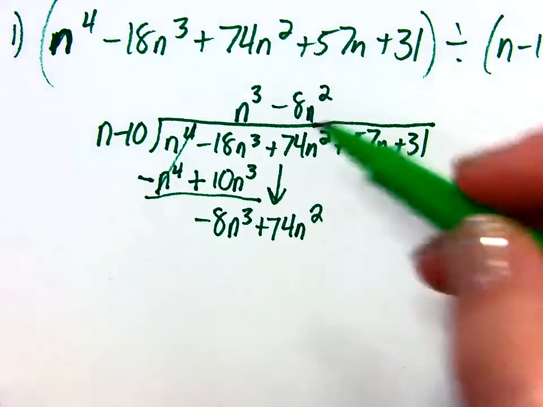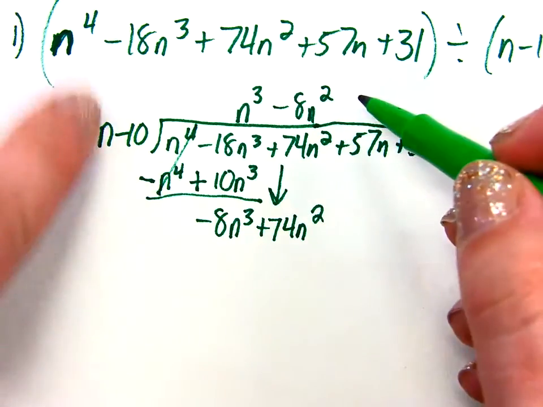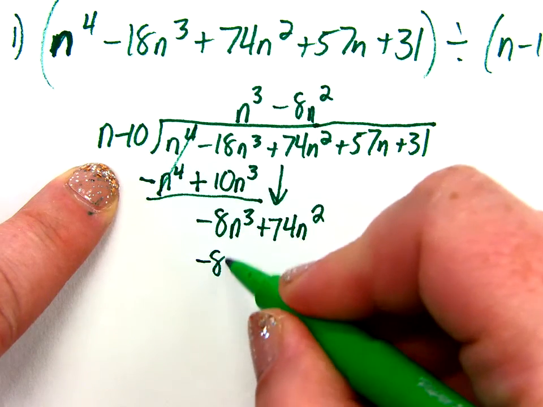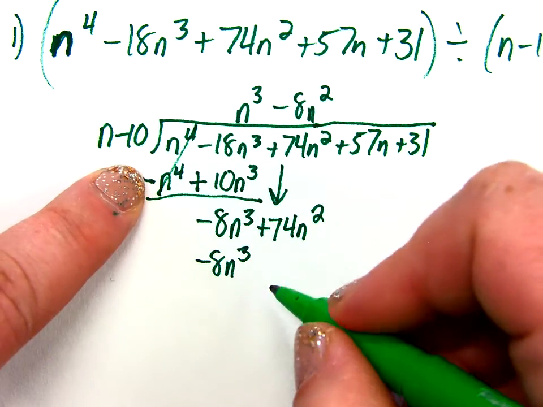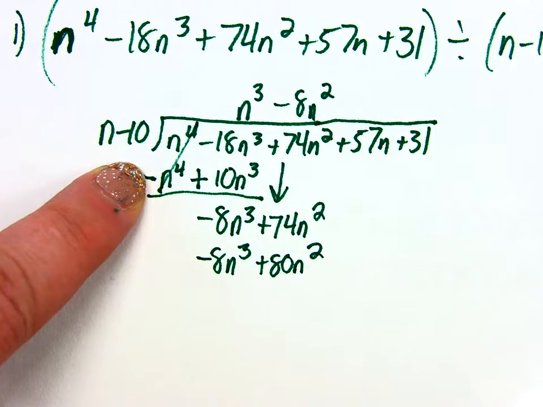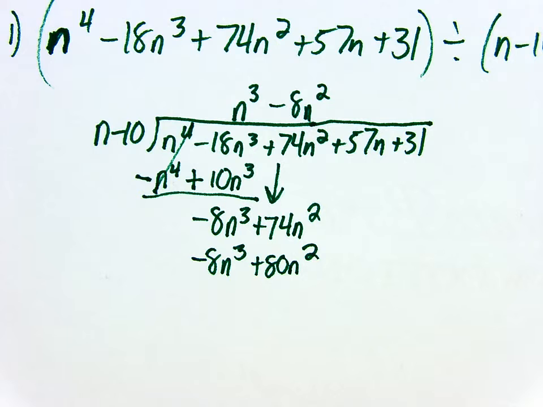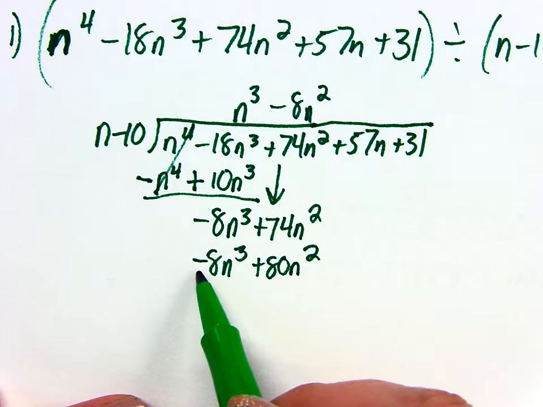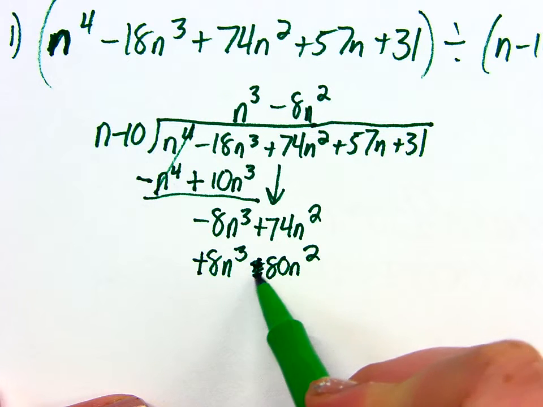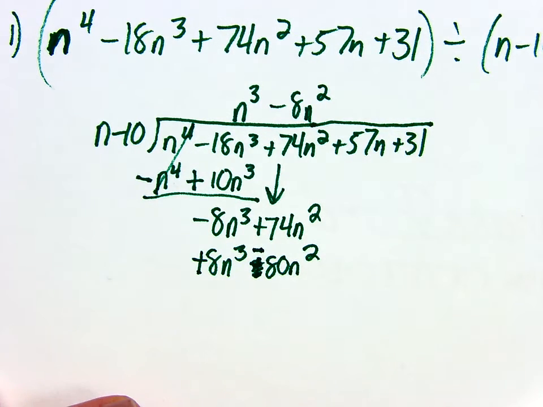And once I have a number at the top, I'm going to multiply by whatever's out in front. So that'll get me negative 8n cubed plus 80n squared. But then what do I do? I subtract. So now you turn into a plus, don't you? Right? That one's now plus, and now this one, I scribble it out and I write the minus.